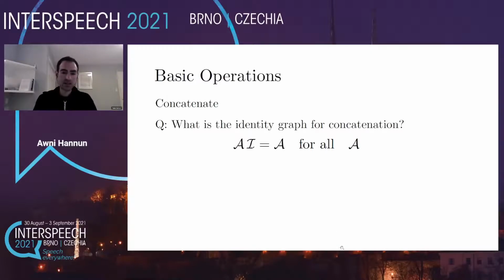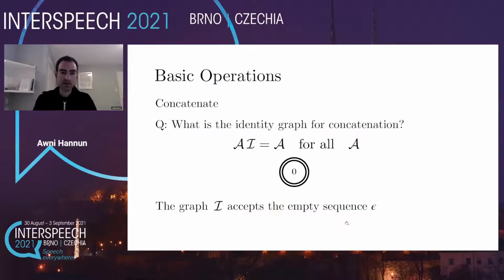So the identity graph for concatenation is the single state, or the graph which accepts the empty sequence epsilon. That's because if you concatenate any sequence with epsilon, you get that sequence back. So this graph here is one graph which accepts the empty sequence epsilon. It's not the only possible graph, but it's the simplest.